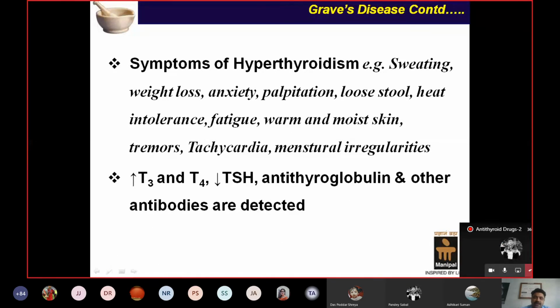Now, what happens in the blood test, when you do the thyroid function test, you will find T3 and T4 level is increased and TSH level is decreased. Why does TSH decrease?